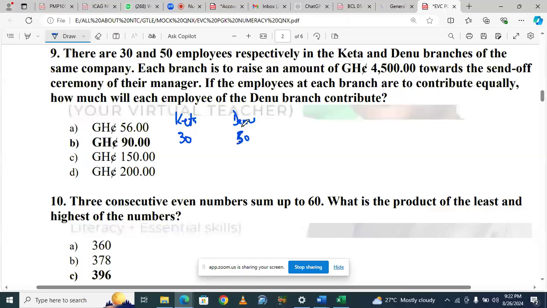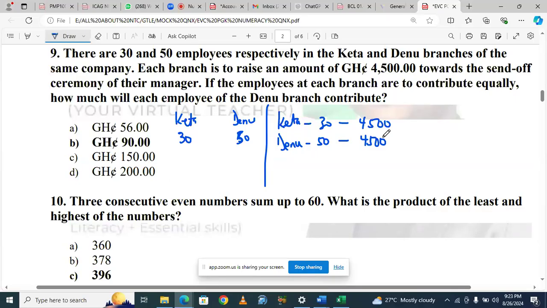Now let's continue. Each branch is to raise an amount of 4,500 Ghana cedis towards the send-off ceremony of the manager. Okay. Now let me put it this way. Kledge, they are 30, but they are supposed to raise how much? 4,500. Denu, they are 50, but they're also supposed to raise how much? 4,500. Please, is it well understood?